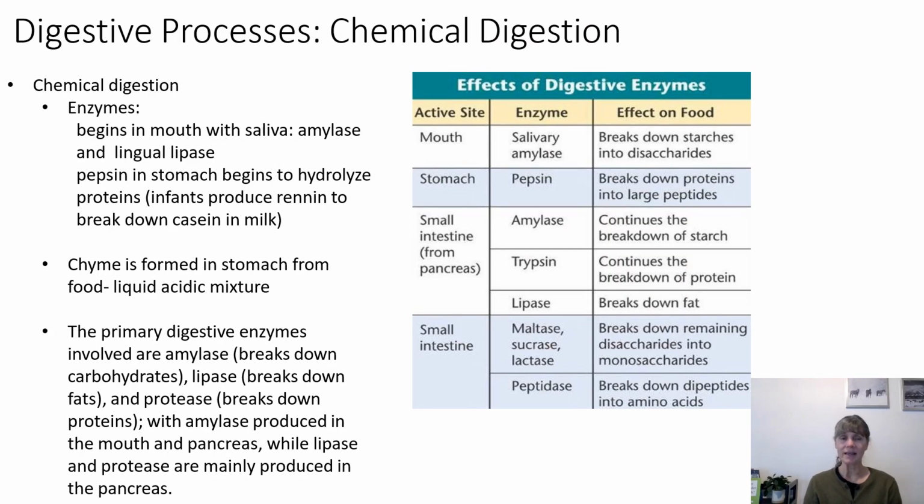When we look at chemical digestion more closely, we know that in the mouth we have enzymes in saliva: amylase, which breaks down carbohydrates, and lingual lipase, which helps to hydrolyze fats. And in the stomach, there is an enzyme known as pepsin, which begins to break down protein. So protein breakdown begins in the stomach.